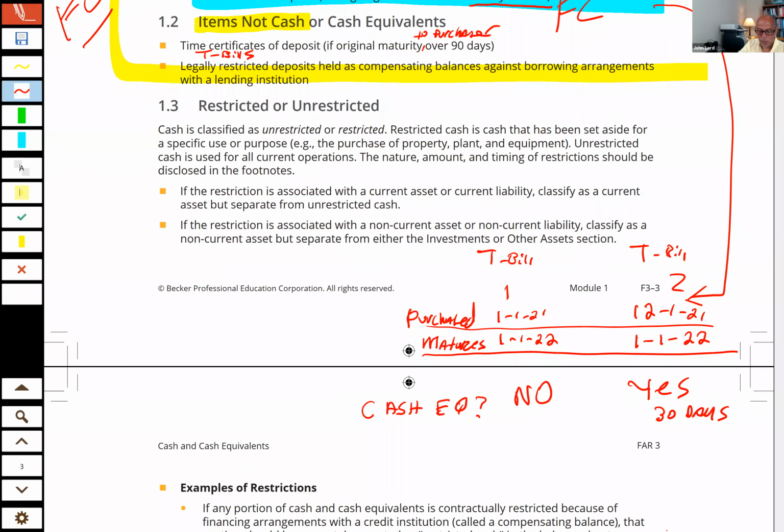Okay, good. Now you come over and they tell us that cash is classified as restricted or unrestricted. Okay, now if it is unrestricted, it is a current asset. You don't have to ask yourself another question. It is a current asset if it's unrestricted. Okay. If the cash is restricted.